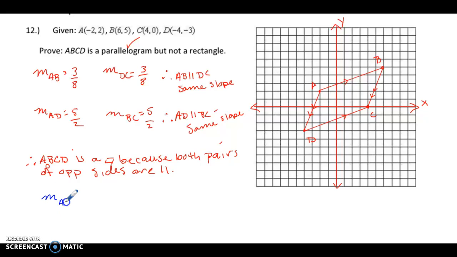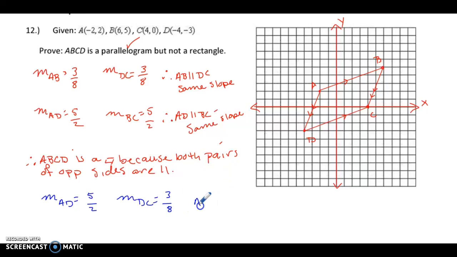I've already got them written down, but I'm going to write them down again. The slope of AD, I don't have to do any work, I already have it, is 5 over 2. And the slope of DC, again, I don't have to do any work. It's 3 over 8. Okay, so by comparing these 2 things, I can see that these 2 are not negative reciprocals. Therefore, they cannot be perpendicular.